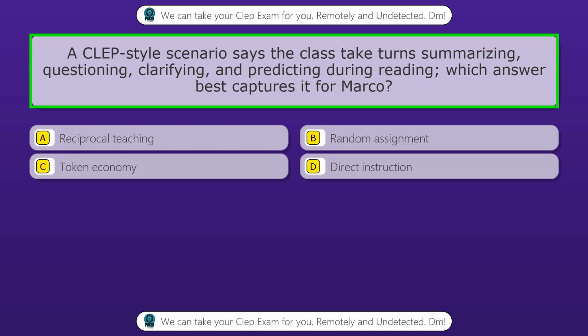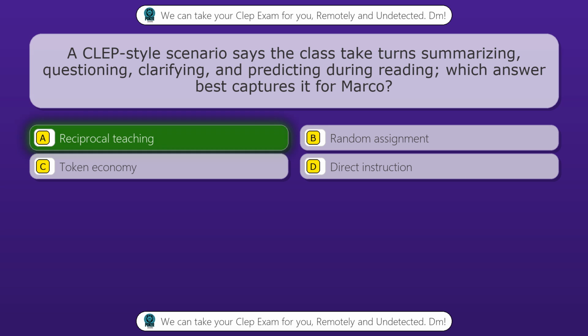Question 79. A CLEP-style scenario says the class take turns summarizing, questioning, clarifying, and predicting during reading. Which answer best captures it for Marco? Option A, reciprocal teaching. Option B, random assignment. Option C, token economy. Option D, direct instruction. The correct answer is option A, reciprocal teaching.